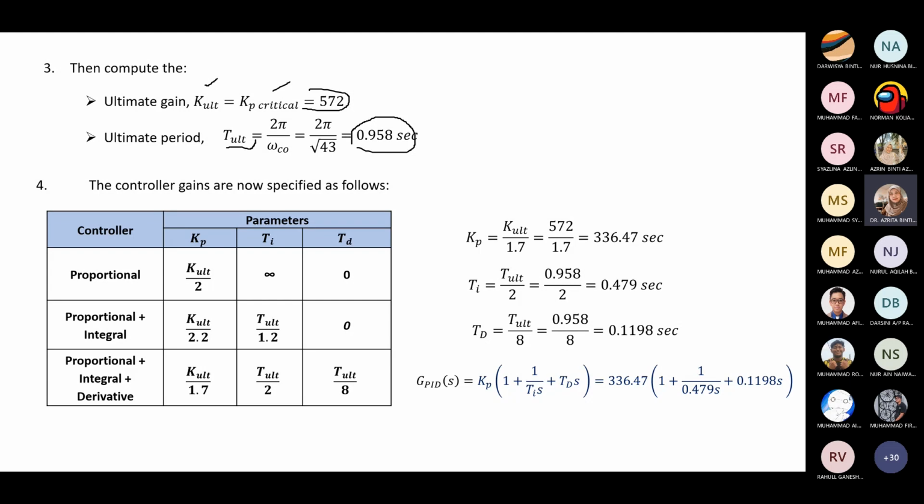So after that, we just design our PID controller based on this table. This table is given, so no need to memorize the table. But you need to memorize the T ultimate formula, the usual formula, 2 pi over the period. Okay, so we can find the Kp, Ti, and Td, and then put them in the general formula of the PID controller using Ziegler-Nichols. So we have already designed our PID controller using Ziegler-Nichols.